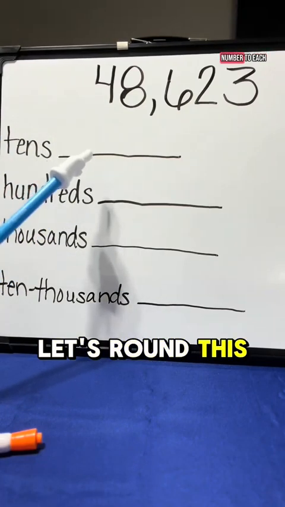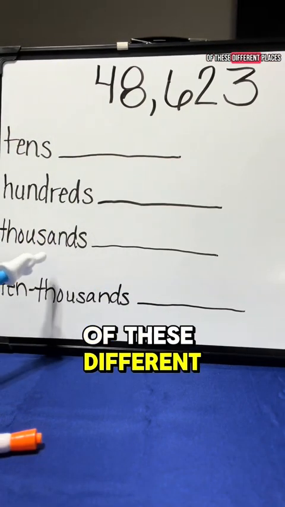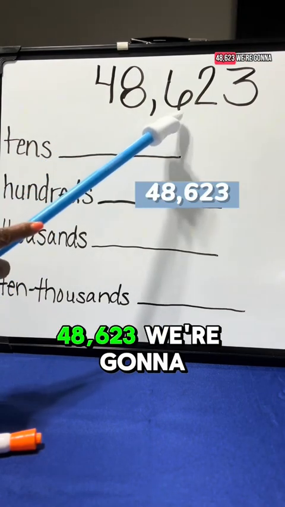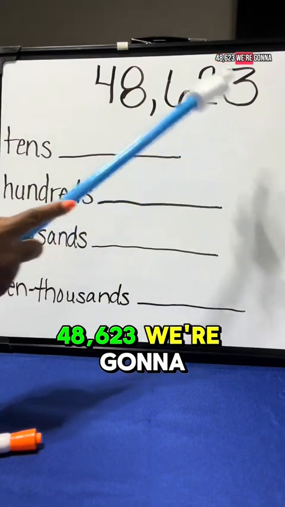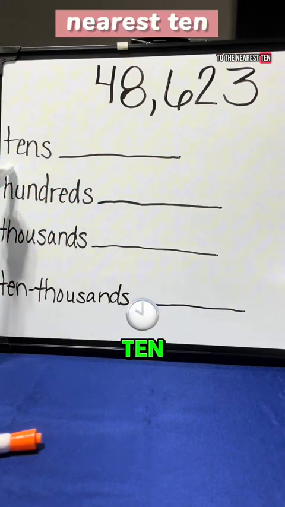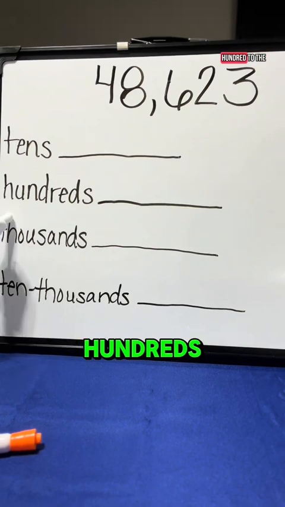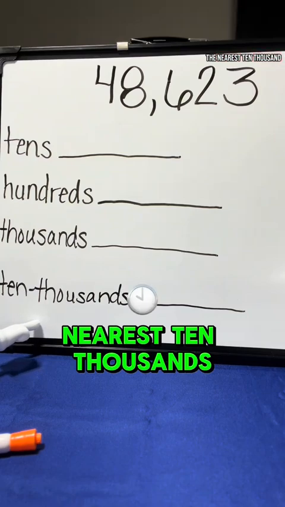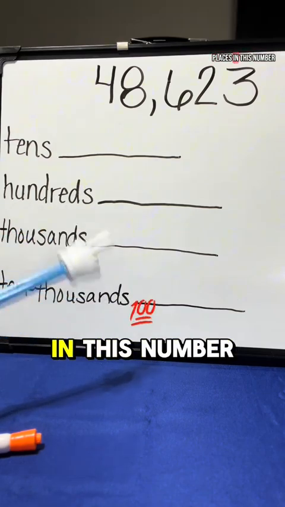Let's round this number to each of these different places. So we have 48,623. We're going to round this number to the nearest 10, to the nearest hundreds, to the nearest thousands, and the nearest 10,000. All right, so let's look at the places in this number.